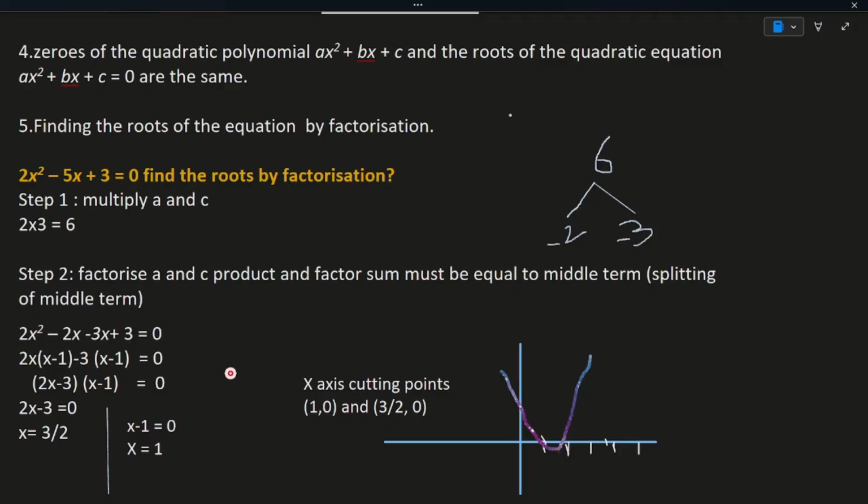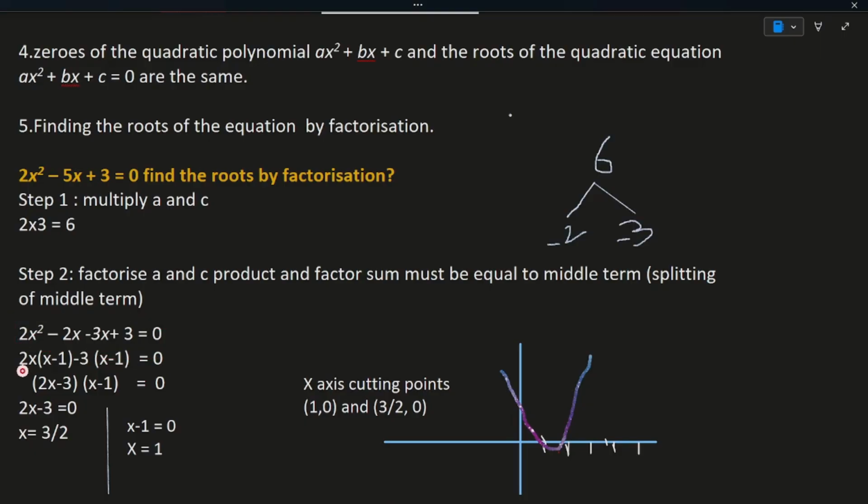So I am solving the equation. 2x square minus 2x minus 3x. Simply I split minus 5x into minus 2x minus 3x. Automatically it will become again minus 5x. In this way I am splitting the minus 5x as minus 2x minus 3x. So this equation form I have got.